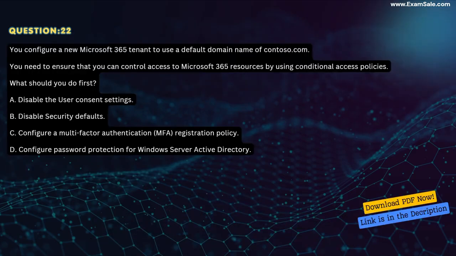Question 22. You configure a new Microsoft 365 tenant to use a default domain name of Contoso.com. You need to ensure that you can control access to Microsoft 365 resources by using conditional access policies. What should you do first? A. Disable the user consent settings. B. Disable security defaults. C. Configure a multi-factor authentication (MFA) registration policy. D. Configure password protection for Windows Server Active Directory.